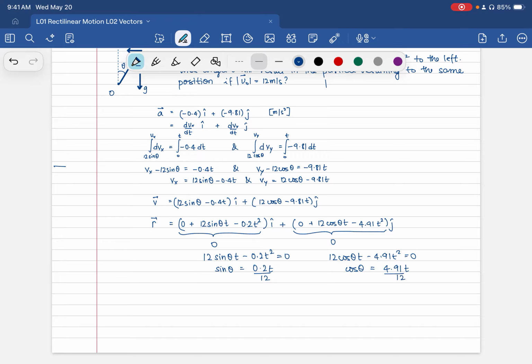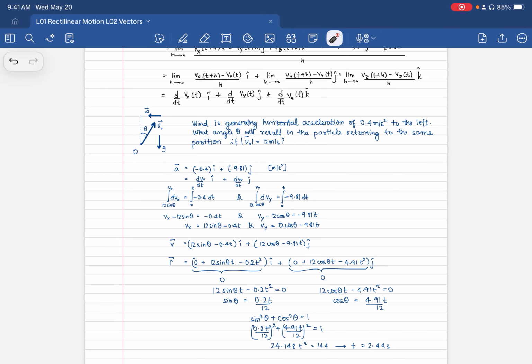That now allows me to write that sine squared theta plus cos squared theta is equal to 1, or (0.2 t over 12) squared plus (4.91 t over 12) squared, of course, each of them is equal to 1. And this will give you, if you were to solve this, 24.148 t squared is equal to 144, giving you t is equal to 2.44 seconds. And is that the answer that we're looking for?